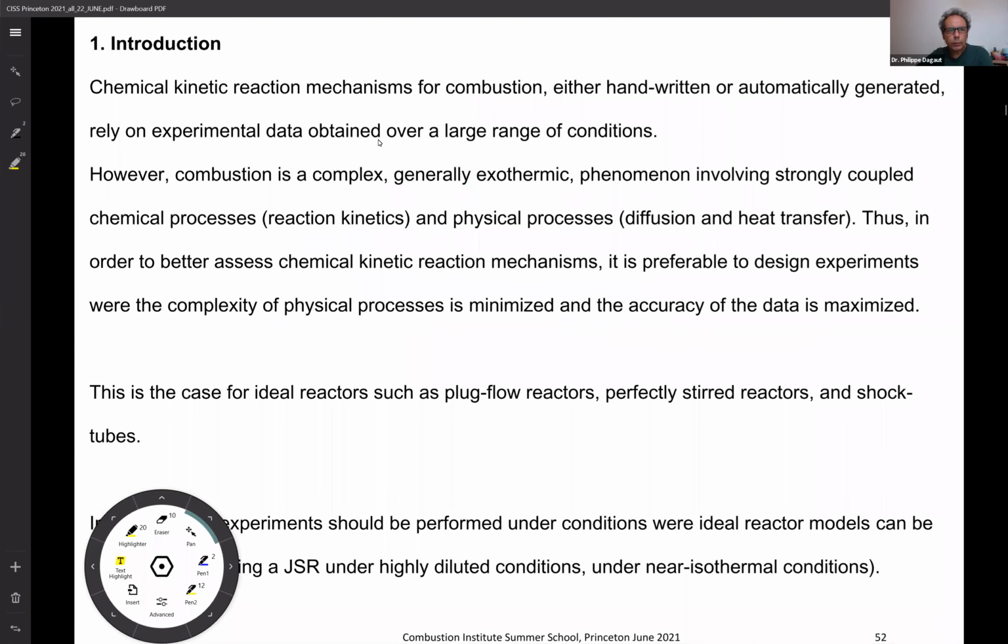This is the case for ideal reactors, such as plug flow reactors, perfectly stirred reactors, and shock tubes. In practice, the experiments should be performed under conditions where ideal reactor models can be used, which means operating a JSR under highly diluted conditions or under near isothermal conditions.